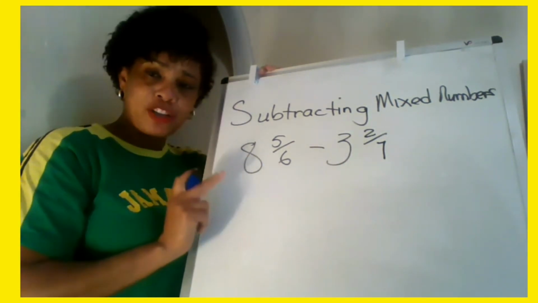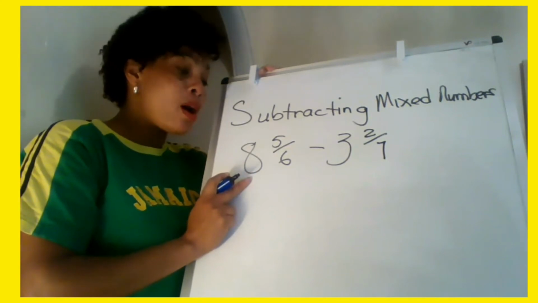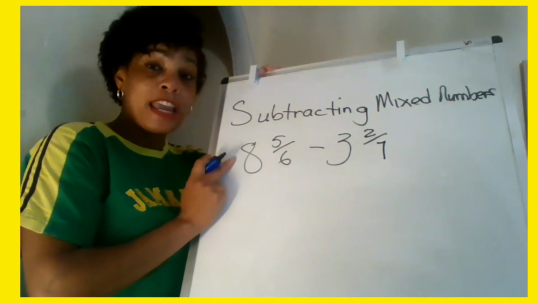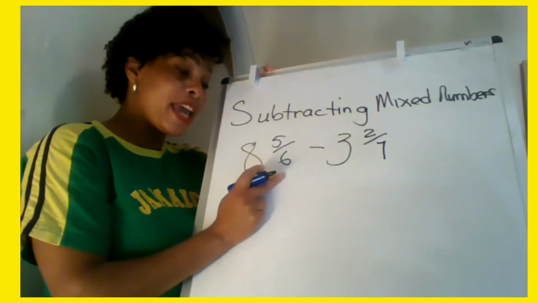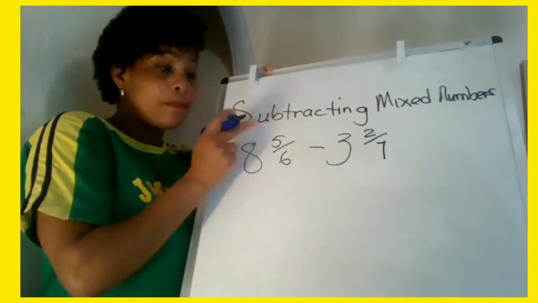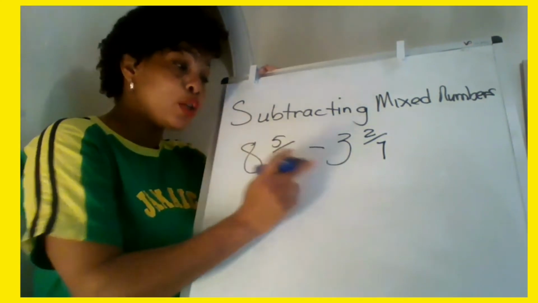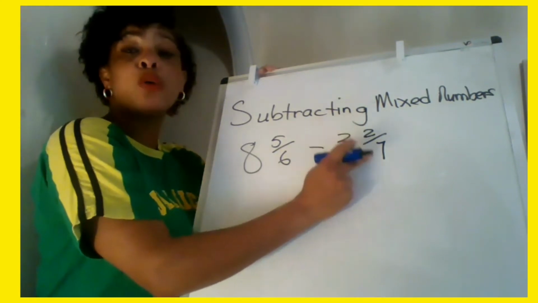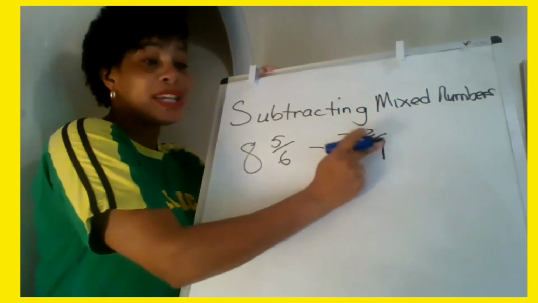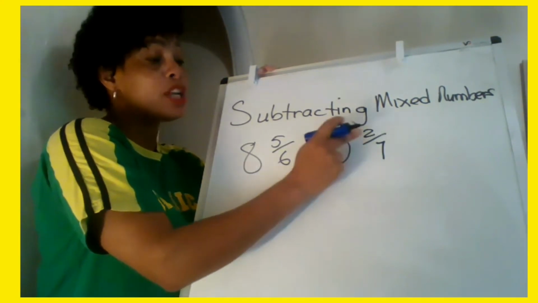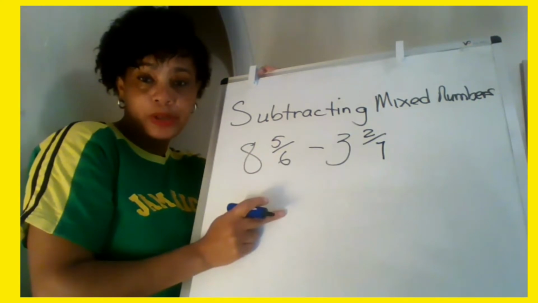Now let's get to the fraction. So your grandma has 8 and 5/6 cakes. That means she has 8 full cakes, and she has another cake that she had cut up into 6 parts, and she has 5 parts left. Here you want 3 full cakes, and you want 2 out of 7. So you want a cake that is cut up into 7 parts, and you want 2 parts out of the 7 parts.